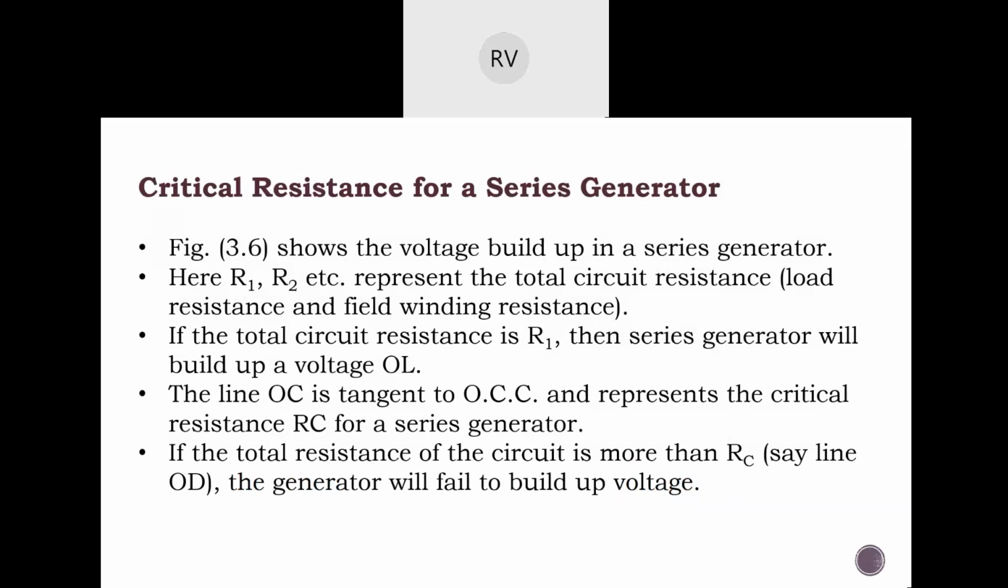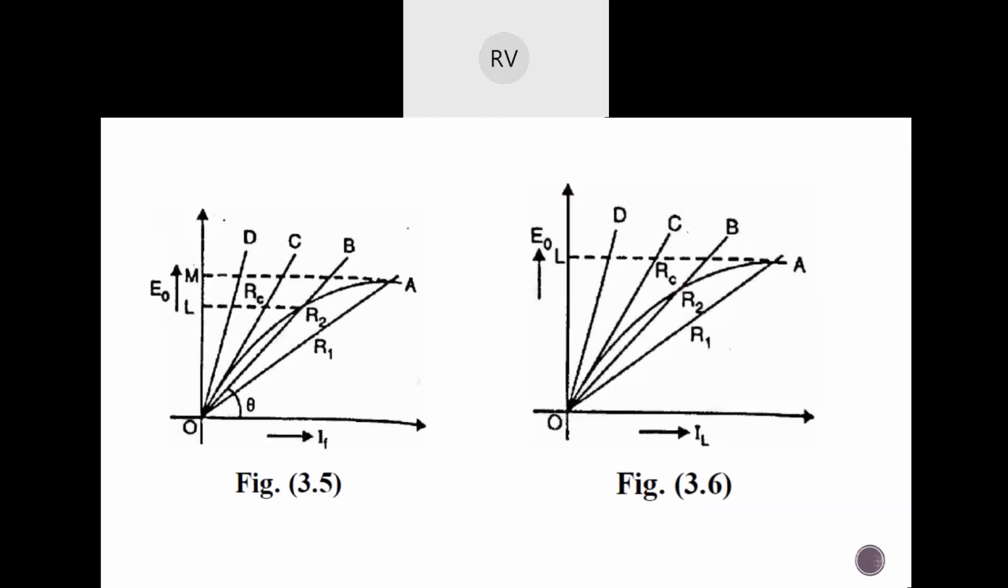Here R1 and R2 etc. represent the total circuit resistance, that is the load resistance and the field winding resistance. The total circuit resistance is R1 when the series generator will build up a voltage OL. So if R1 is the circuit resistance, then the maximum voltage buildup that can happen is OL. That's what he's saying.